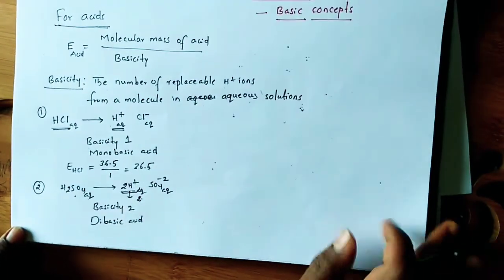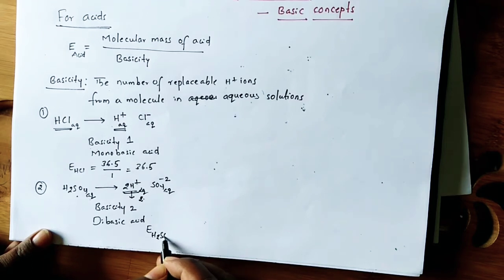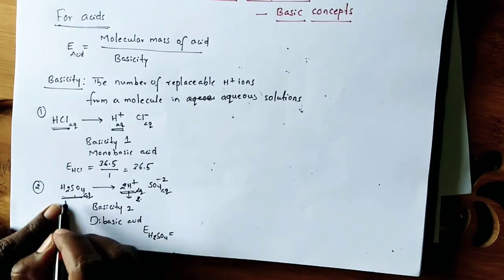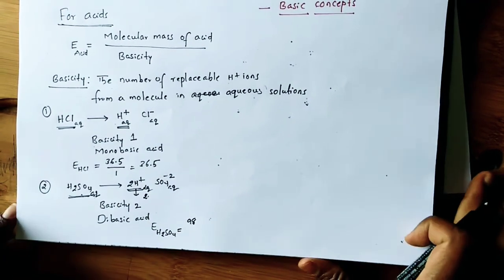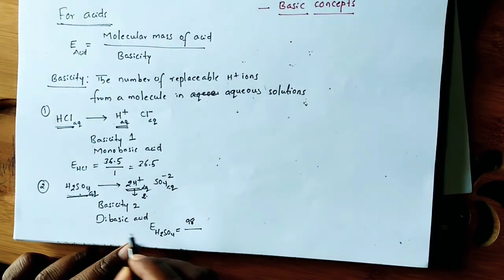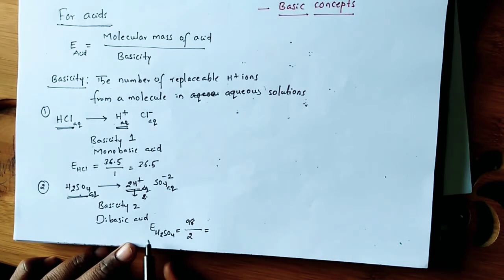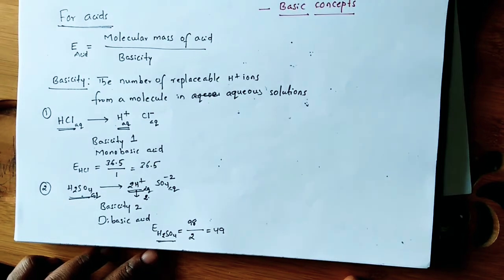So what is the equivalent weight of sulfuric acid? Equivalent weight of sulfuric acid is equal to its molecular weight by its basicity. What is the molecular weight of sulfuric acid? 98. I hope you all know how to find the molecular weights. So 98 by its basicity 2. So the equivalent weight of sulfuric acid is 49.